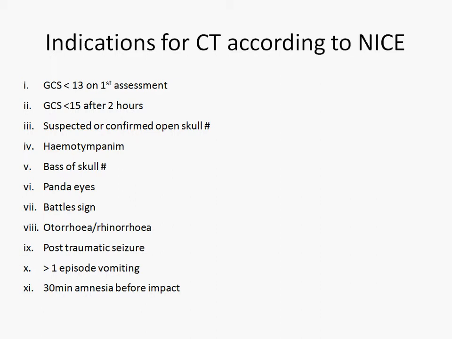Otorrhea, rhinorrhea, CT head. A post-traumatic seizure, CT head. More than one episode of vomiting, a CT head. And 30 minutes of amnesia before the impact, again, CT head. Now these are the indications for CT according to NICE for adults, okay? For children it's different, so you're allowed to vomit a bit more before you have a CT head, if it's a child, but this is for adults here.